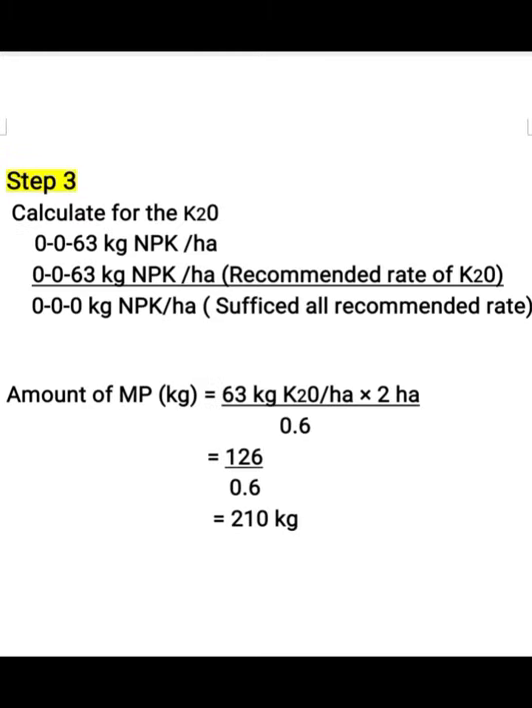Step 3. Calculation of potash. The remaining amount that I am not yet able to suffice is 63 potash per hectare. To get the recommended rate, I need to apply muriate of potash, which contains 60% potash. 63 kg potash per hectare multiplied by 2 hectares divided by 0.6, which arrives at the answer of 210 kg. Which means that to meet the recommended rate of 63 kg potash per hectare, it needs 210 kg of muriate of potash in the field.